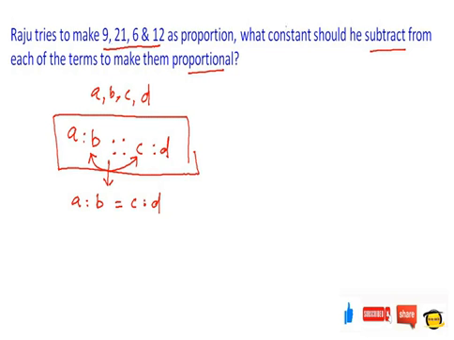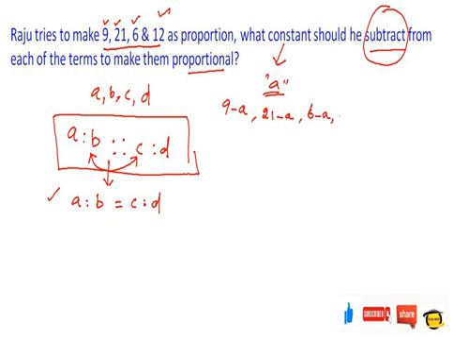But it's very clear from the question that we need to subtract something from all these 4 terms in order to achieve this condition, right? So let's assume that the constant which has to be subtracted from all the 4 parts be A. Now what will happen to the first term? The first term would become 9 minus A. The second term should become 21 minus A. The third term would become 6 minus A. And the fourth term would become 12 minus A. Right. So once we do this, the 4 terms are going to be proportional to each other.